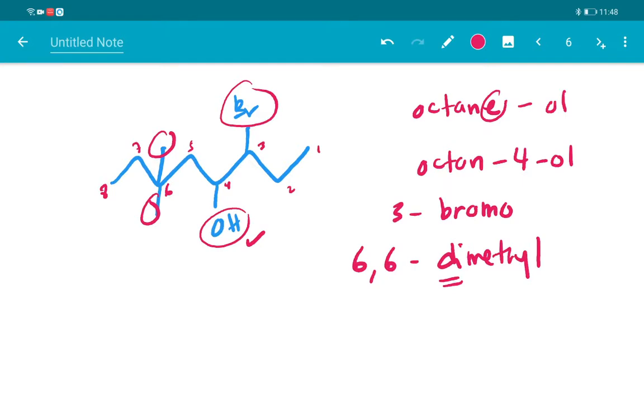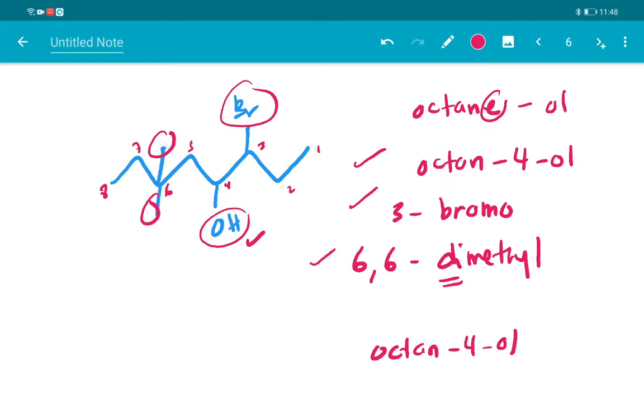After we have list down the parent and all the substituent, okay, to write down the name, we just arrange it based on the guideline given. So, nama parent akan berada belakang, which is octane for all.